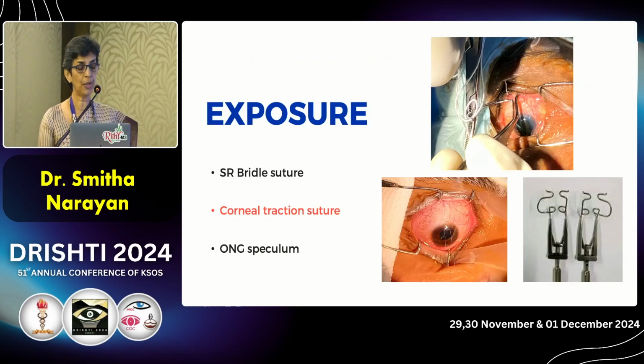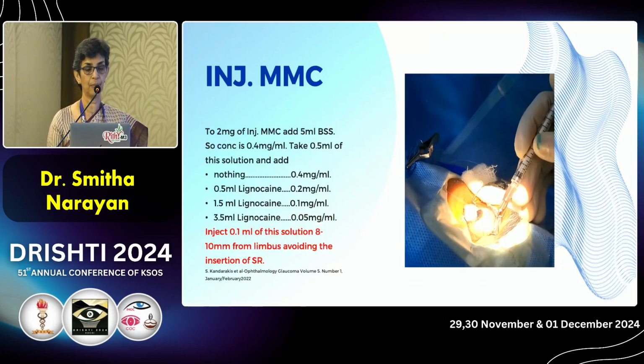The exposure for trabeculectomy can be best provided nowadays. I use the corneal traction suture using the 8-0 Vicryl on a spatulated needle passed through about 90% of the depth of the cornea, because that gives you an atraumatic field. But the best option, it seems, is the Ong speculum, which prevents the movement of the eyeball and gives you a very good exposure. Previously, we used to use the superior rectus bridle suture, but again, that would bring blood to the surgical site and again would cause the trabeculectomy to fail.